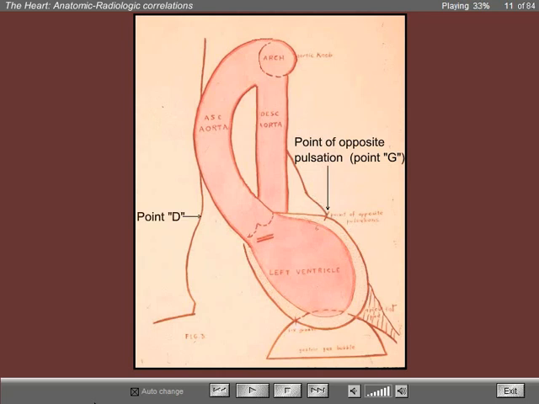That point should be about the same level as the junction of the superior vena cava with the right atrium, which the French call the point D, from the word droit, which means right in French. The point of opposite pulsation on the left heart border is called point G, from the French gauche, which means left. When the point G is above the plane of point D, this generally indicates enlargement of the left ventricle. When it is displaced caudally as it relates to point D, that generally is associated with right ventricular enlargement.